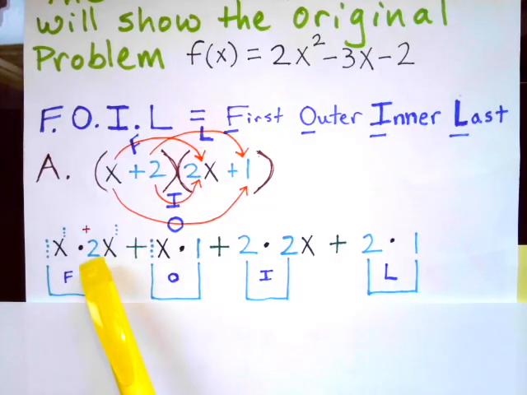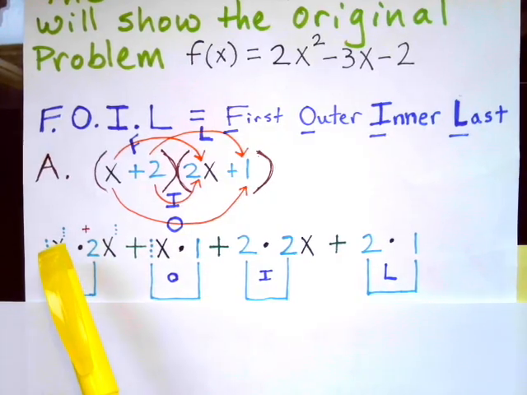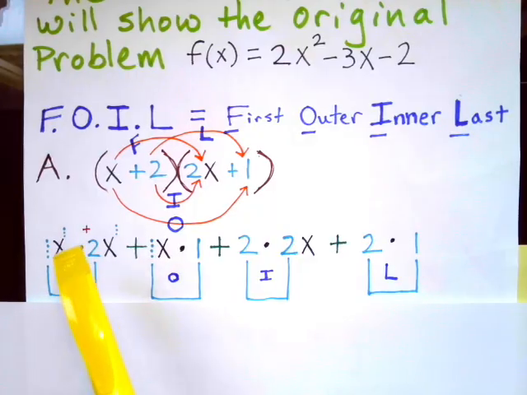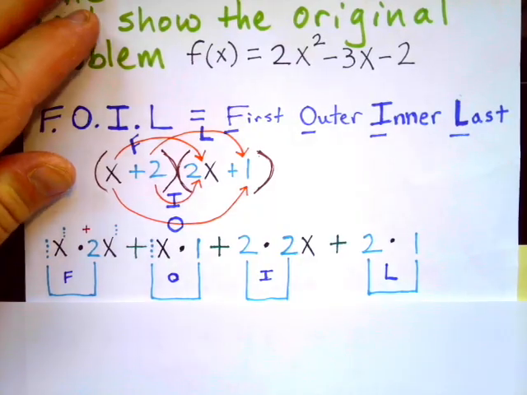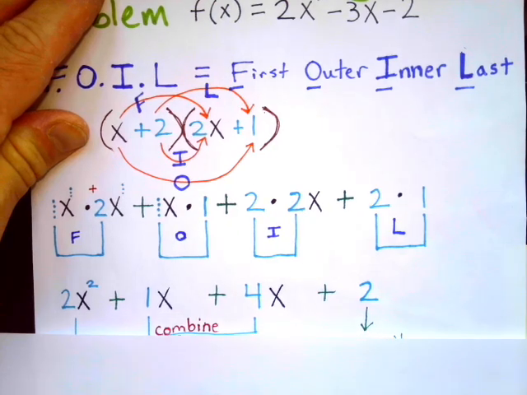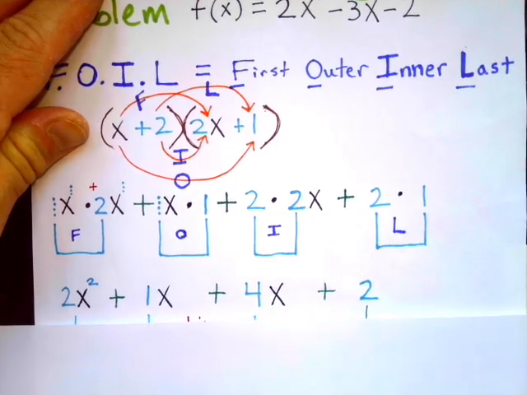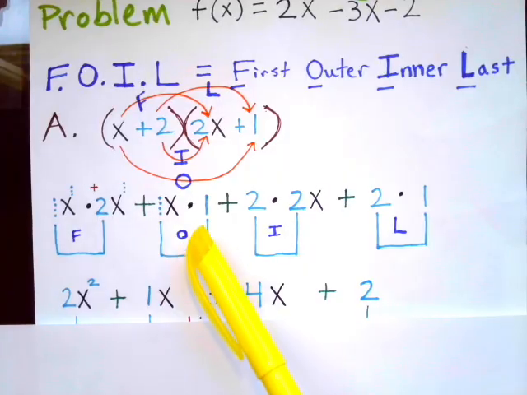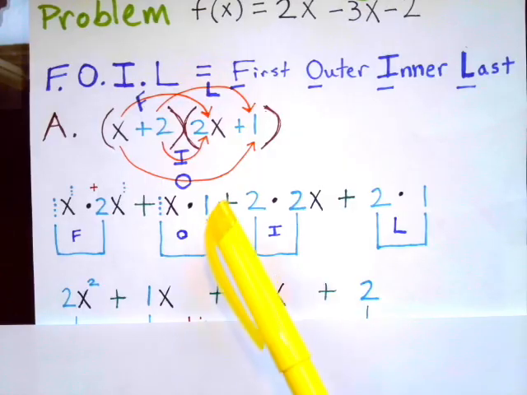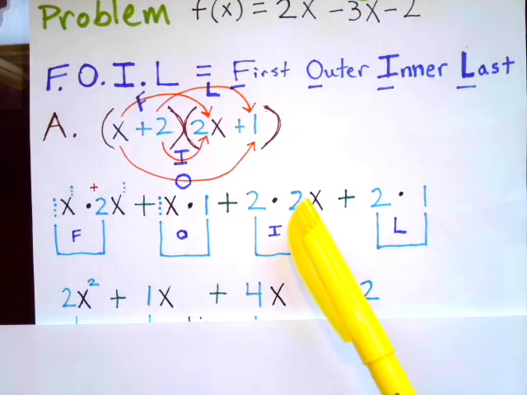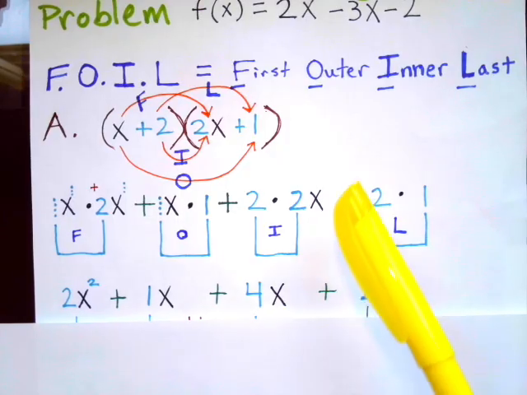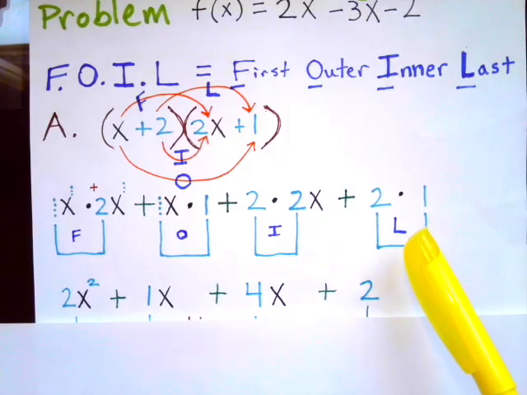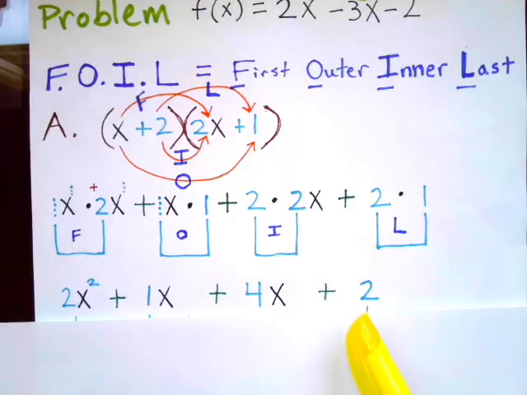So what's 1 times 2? Oh, that's 2x. And don't forget, when you multiply, you add those exponents, so you get 2x squared. Plus, what is 1 times 1? That's a 1x. I just wrote that in there, 1x. Plus, what's 2 times 2? That's 4, and I'm going to keep that x attached. Plus, and then 2 times 1 is 2.